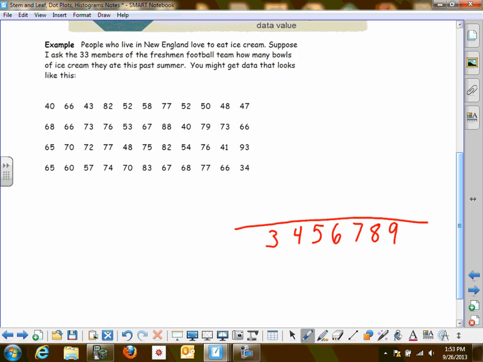These numbers go from the 34 up to 93, so I've just kind of told you that I want those bins. Now, notice that your dots need to all have equal spacing, just like your numbers in a stem and leaf plot all have equal spacing. But this is going to be so much easier. Look, I'm going to do this whole row of data pretty quickly. Here's my 40, 66, 43, 82, 52, 58, 77, 52, 50, 48, and 47.